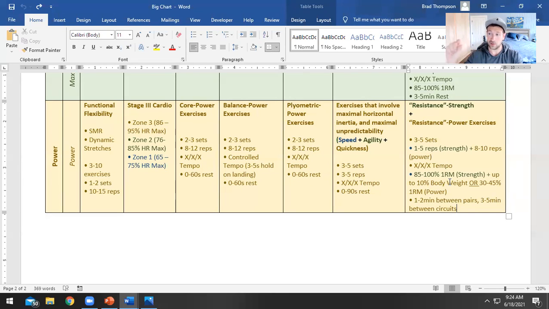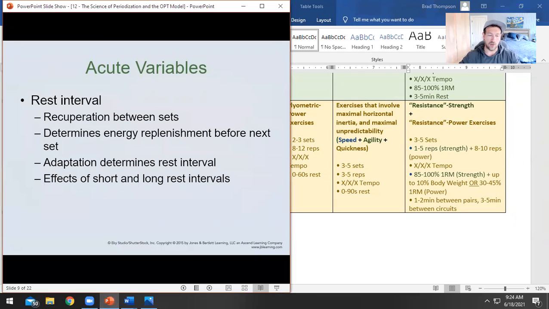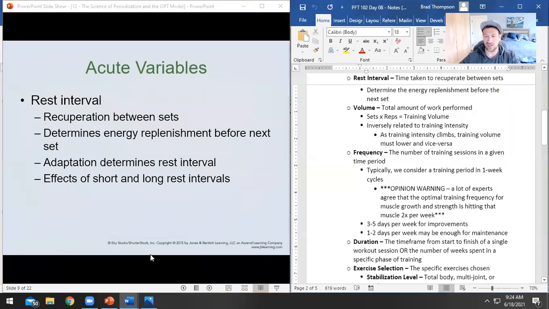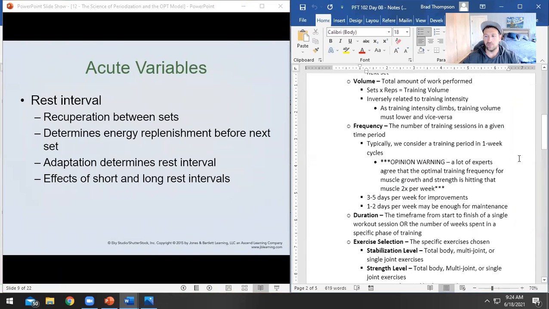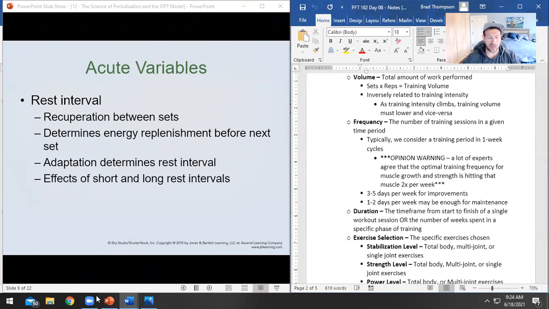So strength, power, and I did multiple exercises as a big circuit, I take about 3 to 5 minutes between those circuits. That's going to ensure that I'm getting adequate rest and giving my nervous system time to recover between sets. So those are our rest intervals. They can be a little complicated there. And that's really the big ones that we've got, right?